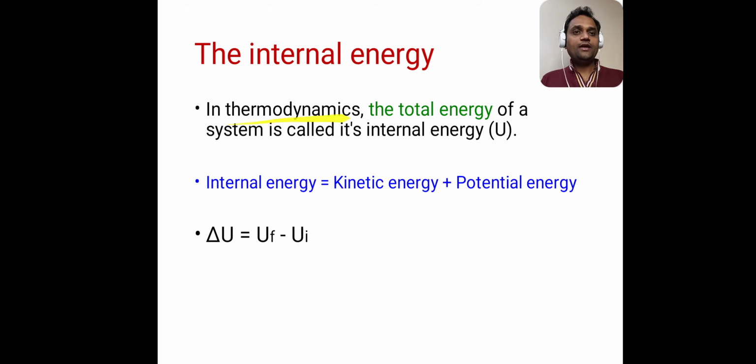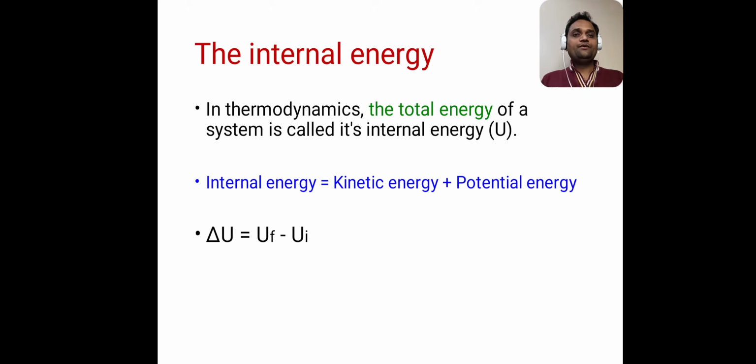In thermodynamics, the total energy of a system is called its internal energy. What is internal energy? In thermodynamics, the total energy of a system is called its internal energy and it is denoted by the sign capital U. So, internal energy is equal to the total kinetic energy plus potential energy of the compounds in a system.